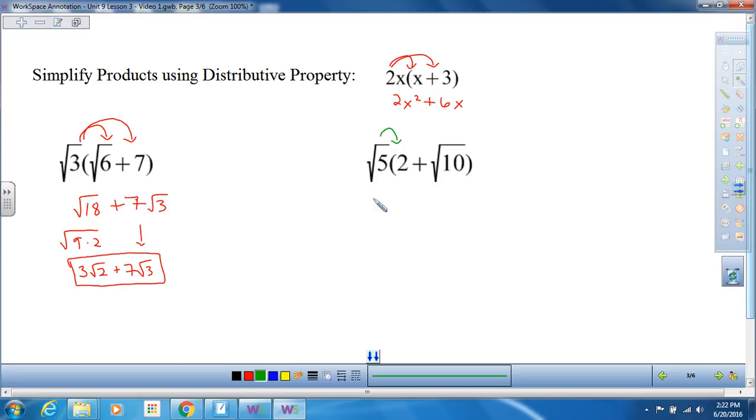So square root of 5 times 2 is 2 square root of 5. Square root of 5 times square root of 10 would be square root of 50. So since 5 and 10 are both under the radical, I can multiply those. Okay, 2 square root of 5, I can't do anything with that, but I can simplify square root of 50. 25 goes into it.